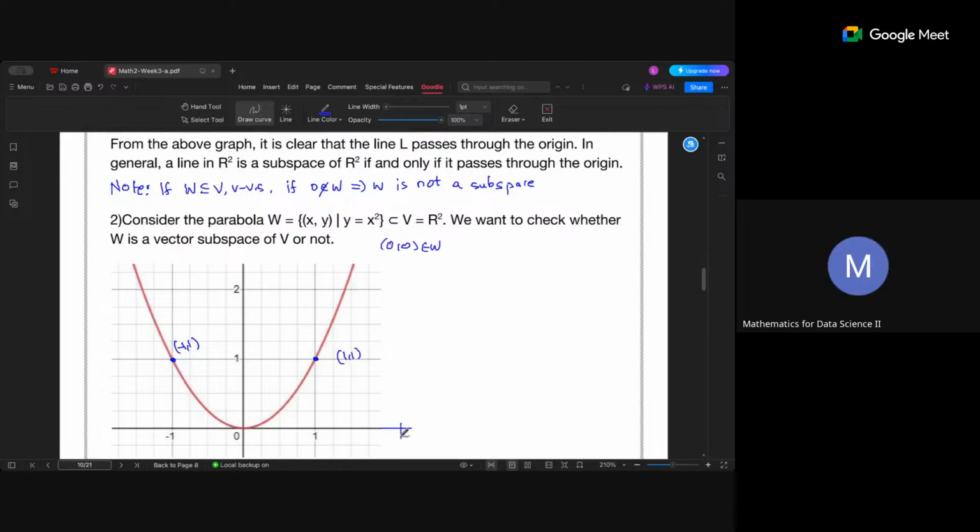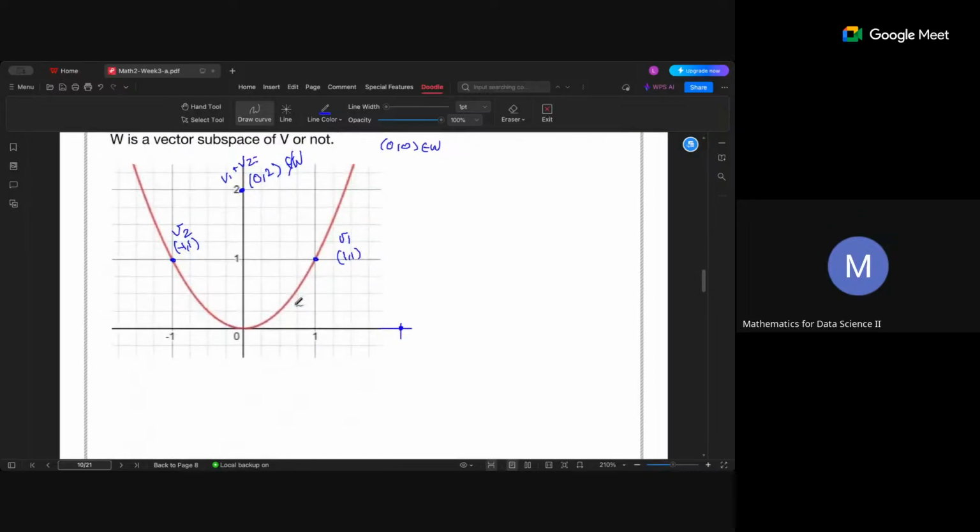So you have (0,2), and you obviously see that (0,2) is not there in W, right? If you take v1 is this and v2 is this, then v1 plus v2 is this, and it is not there in W. So W is not a subspace. Is that clear? Yes, ma'am.